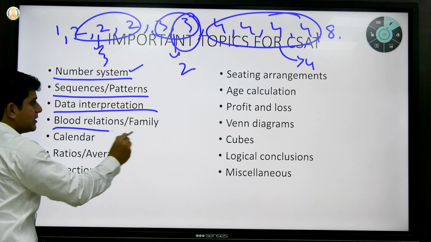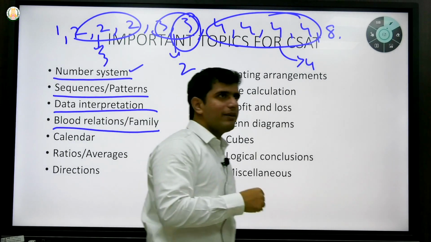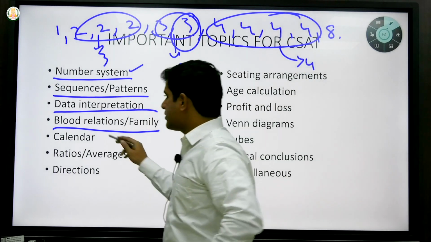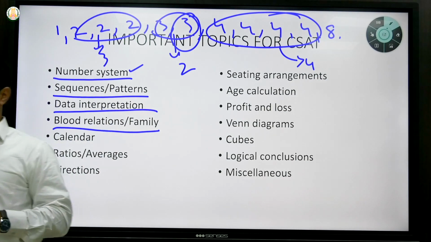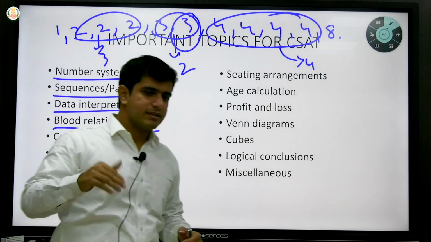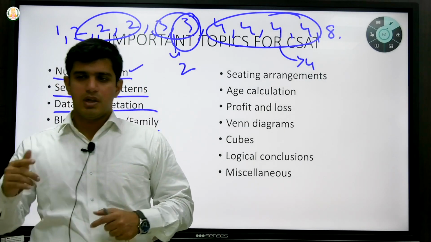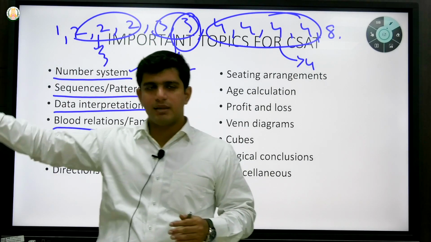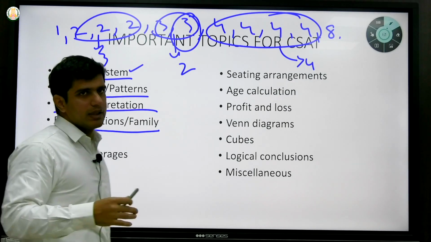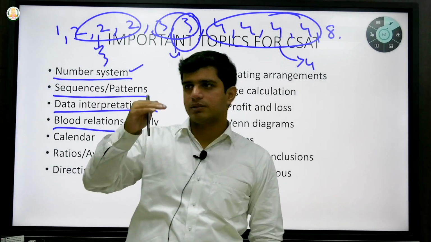Next is blood relations and family. In 2021 we haven't seen any such question, but there's one question in CSAT 2020. They'll say X is the father of Y, then Y is the son of someone else, then the son of Z, then Z is the son-in-law of someone. They'll ask you what is the relation between X and W, something like that. Most people are aware of this, because we know how our blood relations work generation-wise.